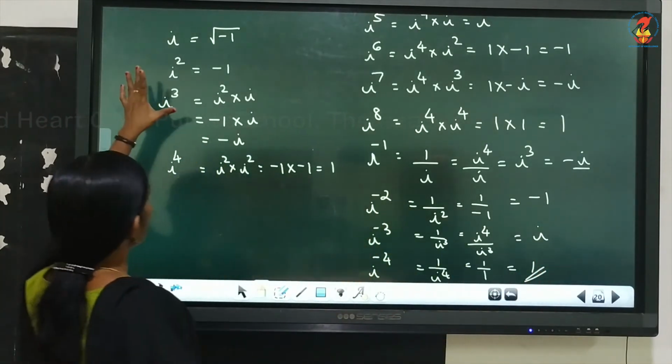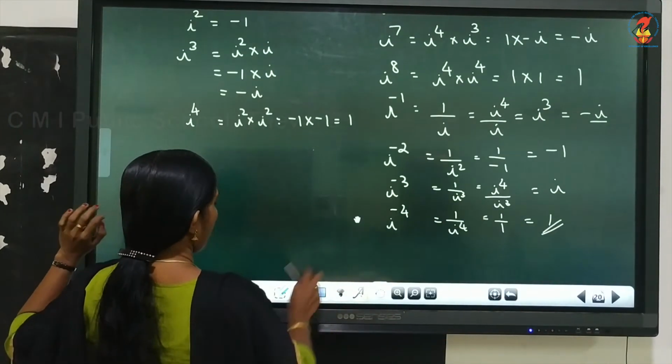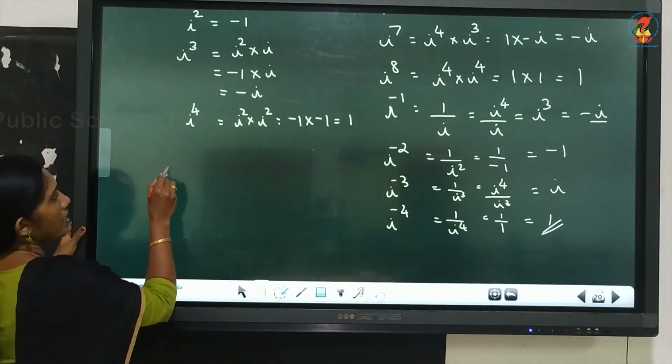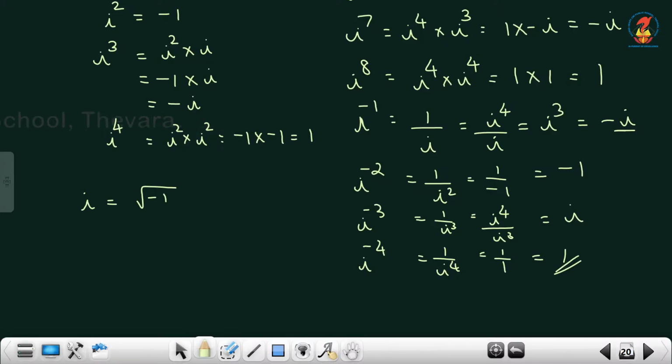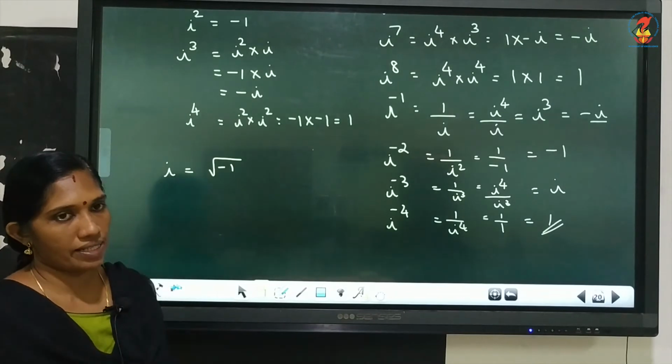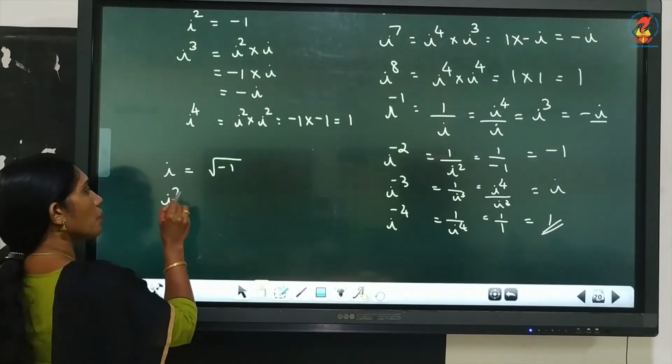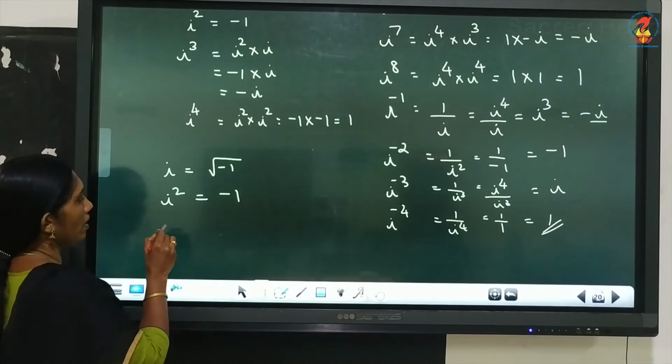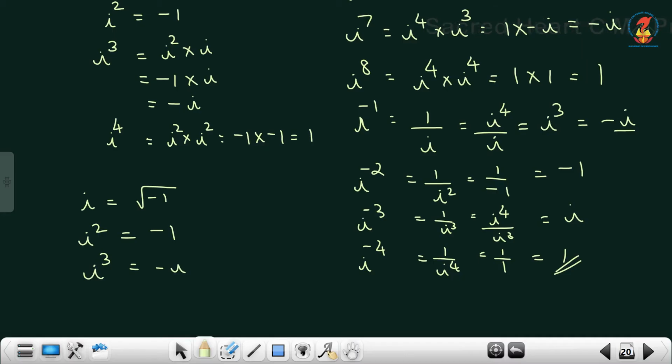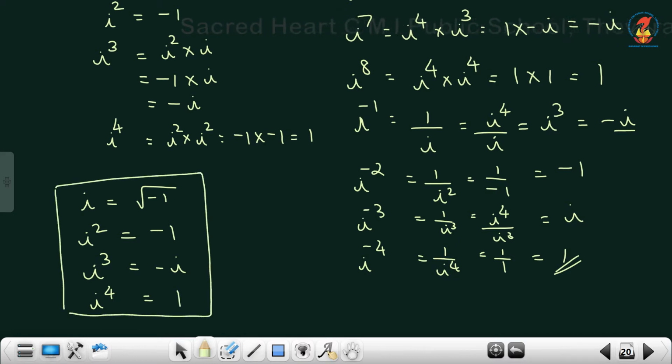So you have to learn the first 4. That's enough. Wherever i comes we write i itself. Don't give the value root of minus 1. If there is i square, you have to give the value minus 1. And i cube is minus i, i raised to 4 is equal to 1. This you have to learn. Then if a negative power comes, you have to write it in the denominator and solve it.